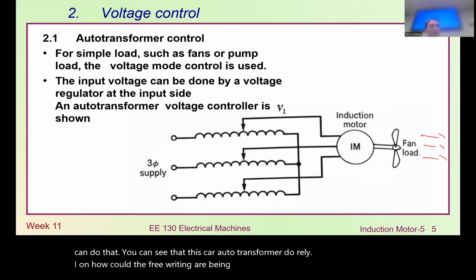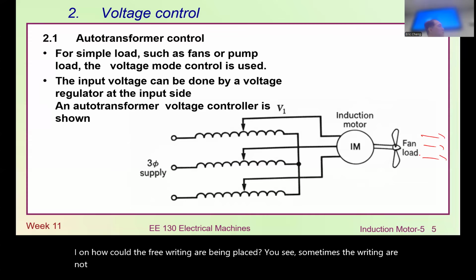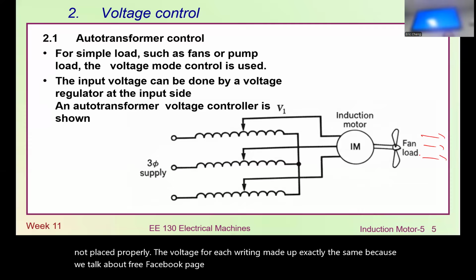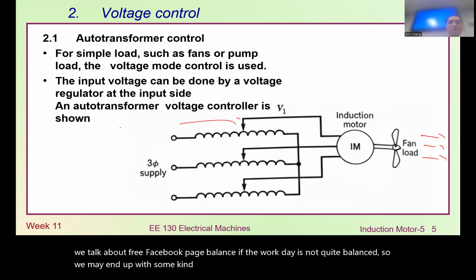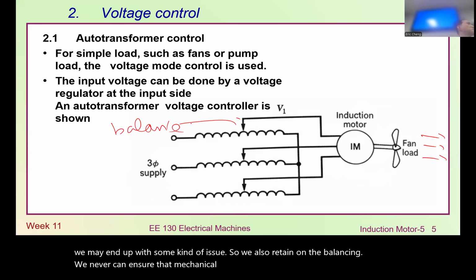Sometimes the windings are not placed properly. The voltage for each winding may not be exactly the same, because we talk about three-phase voltage balance. If the voltage is not quite balanced, we may end up with some kind of issue. So we also rely on the balancing. We can never ensure that the mechanical construction has really good balancing.